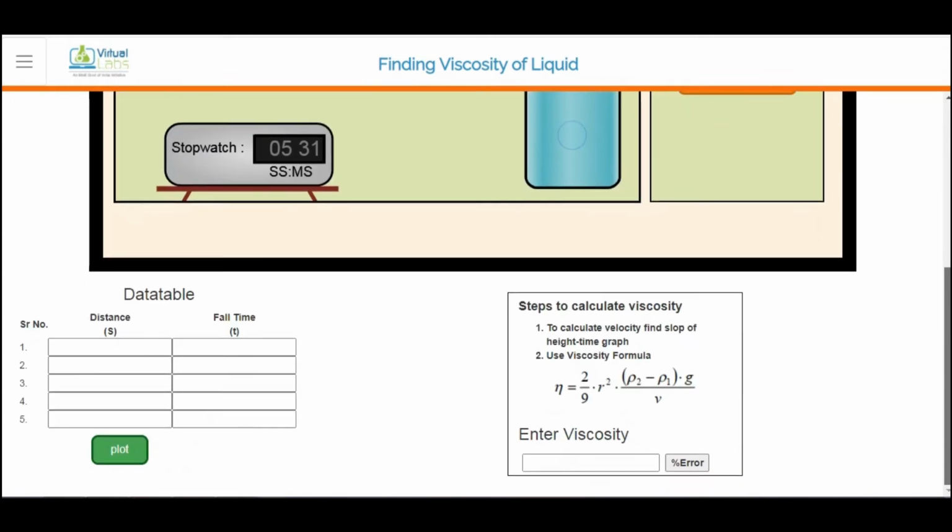The summary of the data is presented on the screen for the 5 consecutive trials. For the first trial, a distance of 42 cm and a fall time of 4.45 seconds. For the second trial, a distance of 44 cm and a fall time of 4.50 seconds. For the third trial, a distance of 45 cm and a fall time of 4.82 seconds. For the fourth trial, a 46 cm distance and 4.88 seconds fall time. And for the fifth trial, a 50 cm distance and 5.31 seconds fall time.